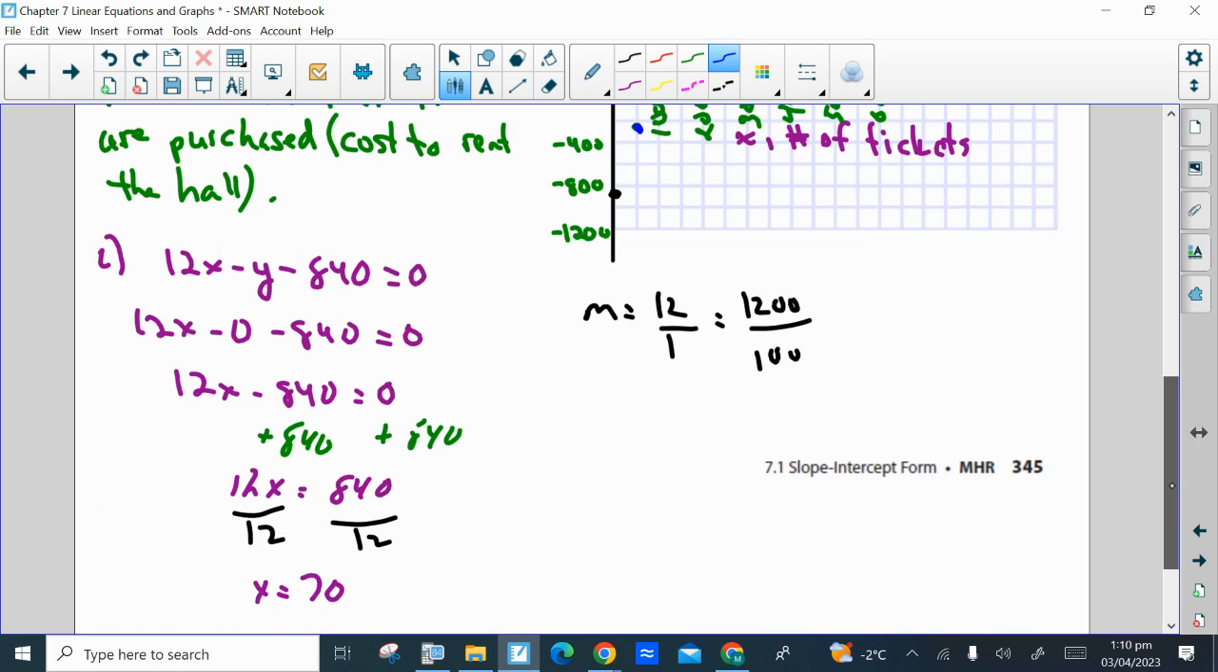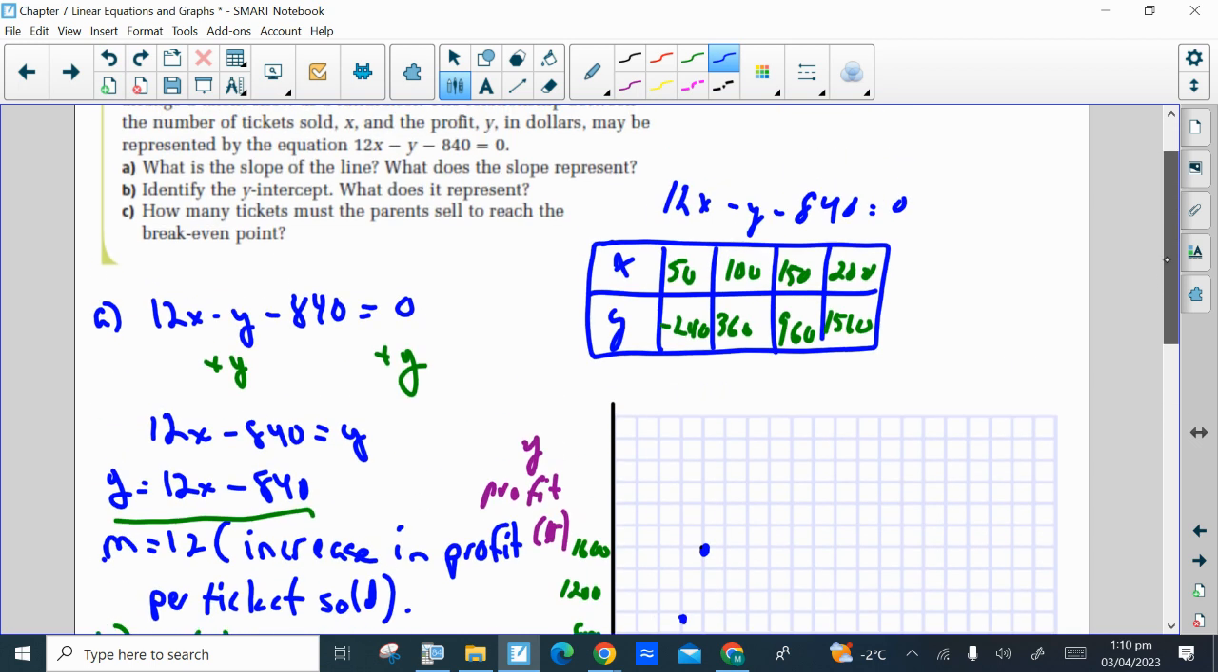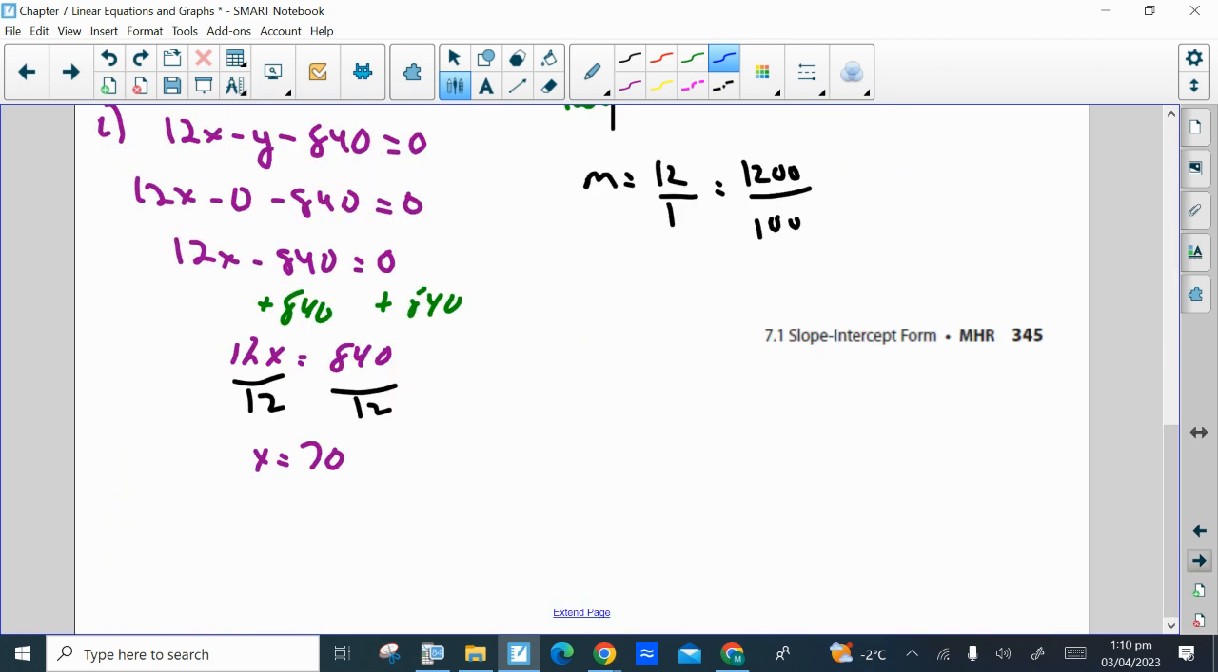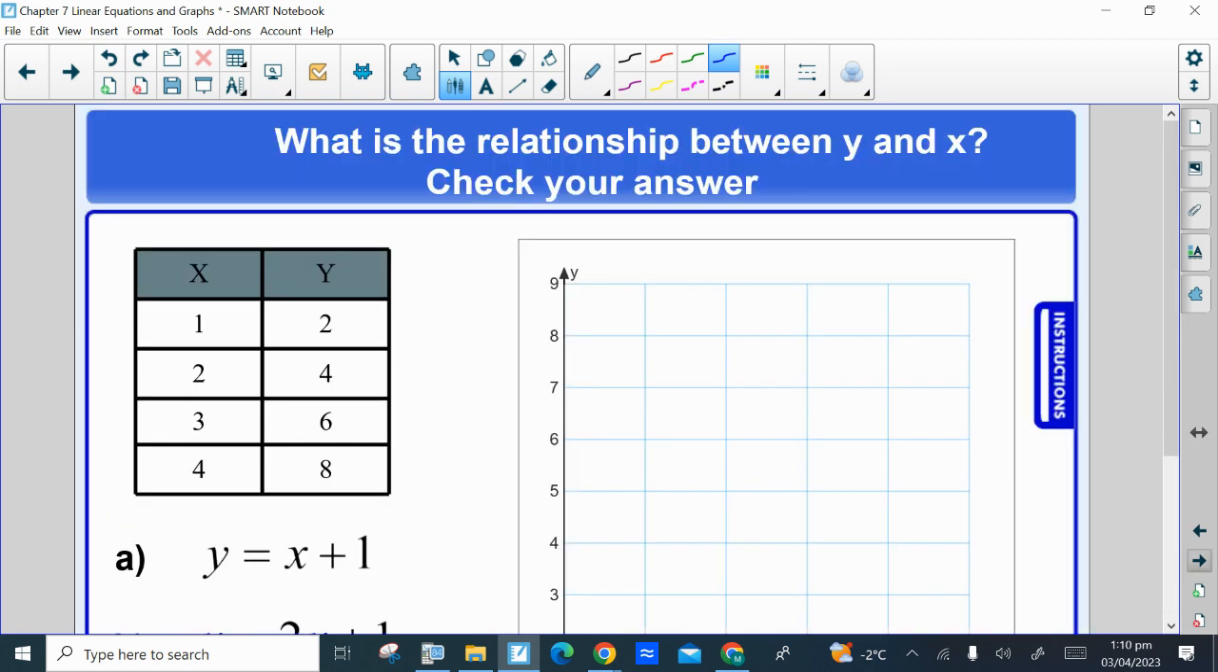Okay, now we're done. Sorry, we did part C already. How many tickets to break even?